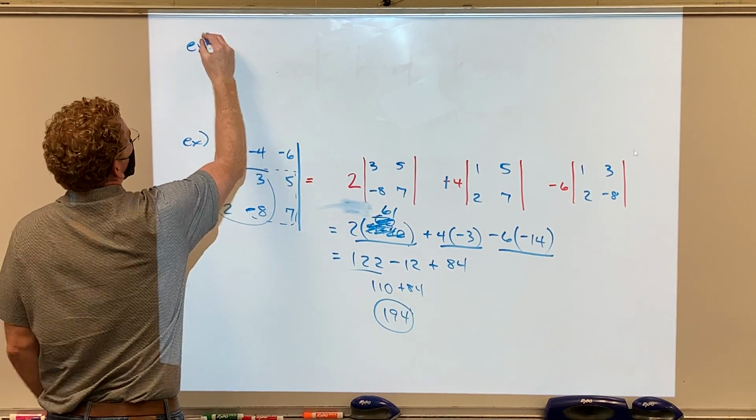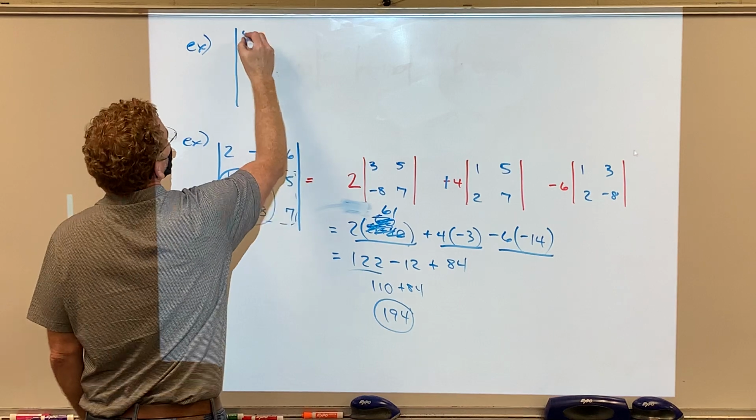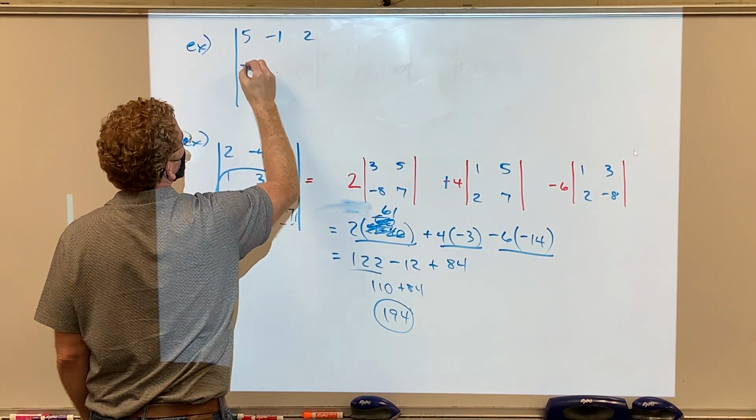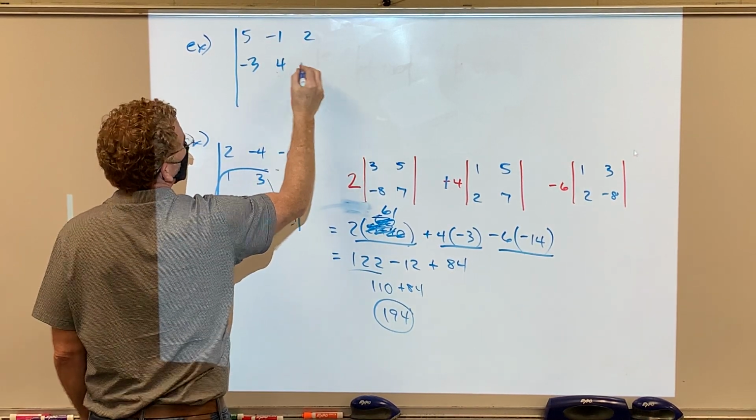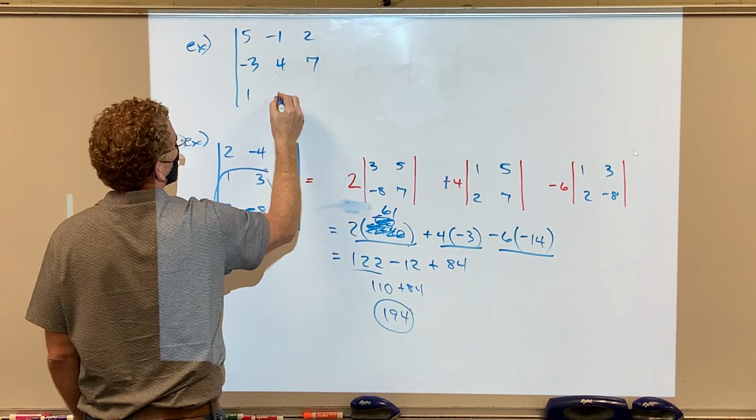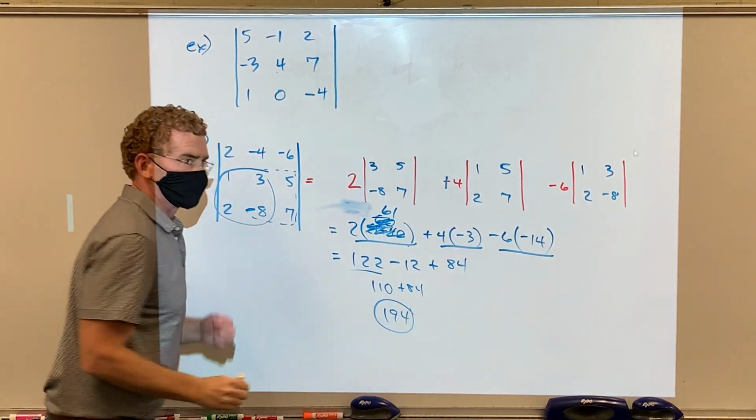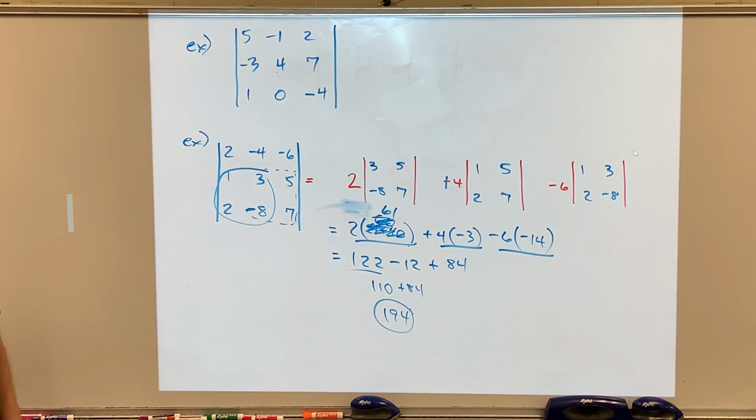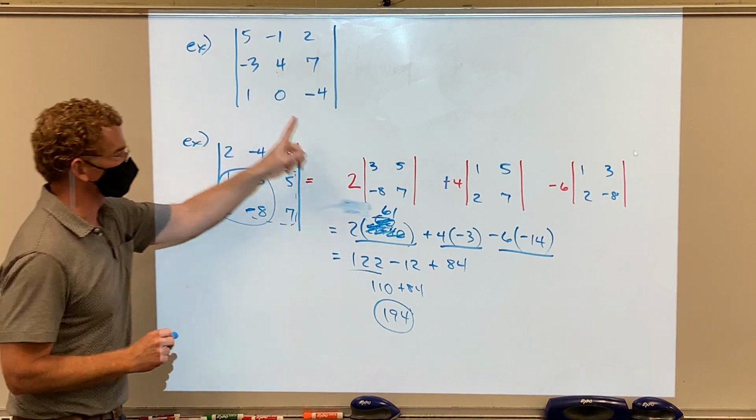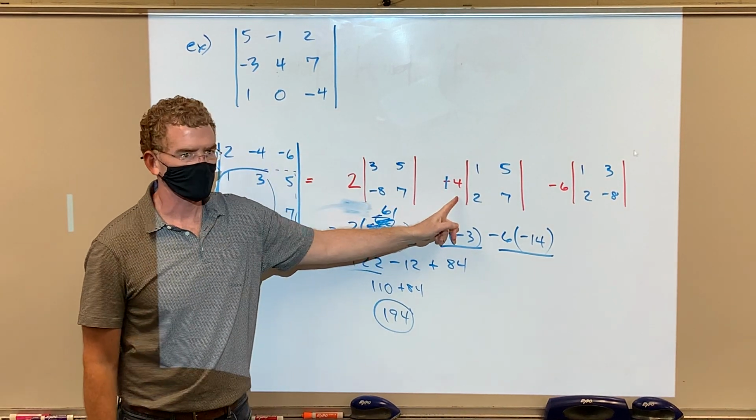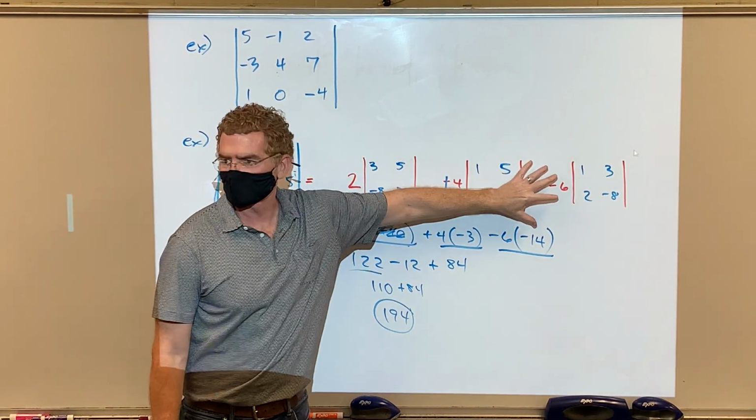What if I gave you 5, negative 1, 2, negative 3, 4, 7, 1, 0, negative 4. Now, what if you said, wait a minute, there's a 0 in that row or 0 in that column? What would a 0 do if it was a minor? It would cancel out all that, wouldn't it?